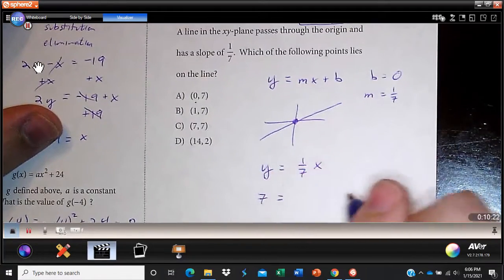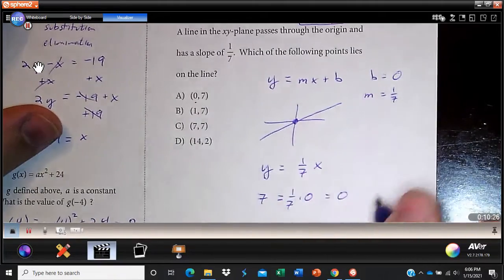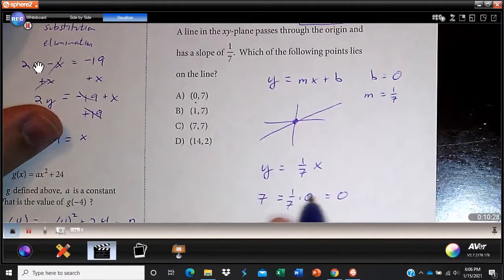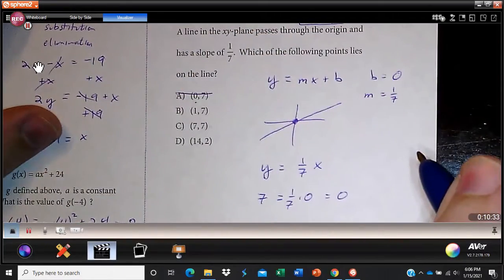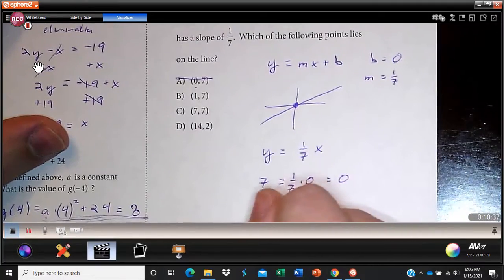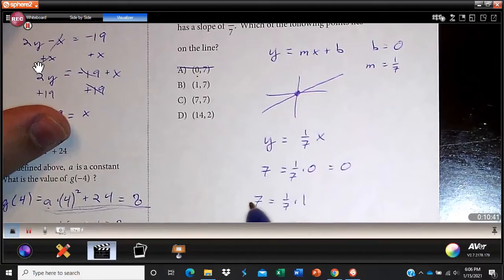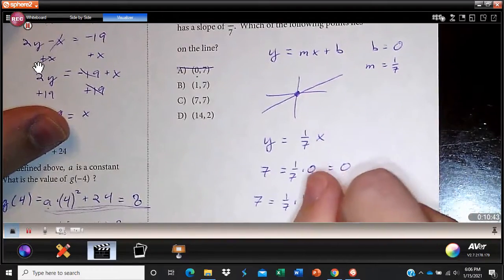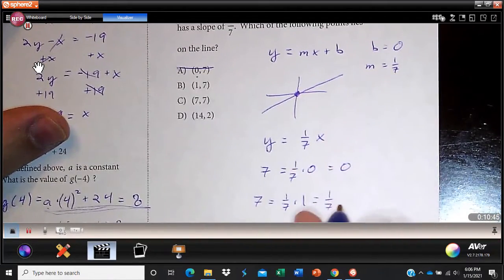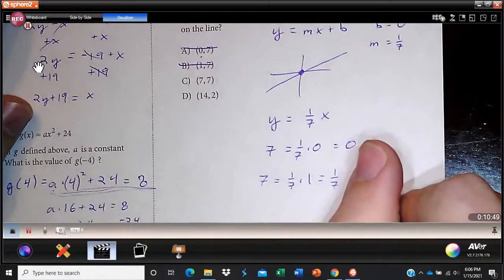So 7 for y is equal to 1/7 times 0, but that's equal to 0. So now this says that 7 is equal to 0. That's obviously not true, which means that this cannot lie on the line. B says that 7 is equal to 1/7 times 1, so the x is 1 and the y is 7 in this case. But this is just 1/7, so 7 is not equal to 1/7. So that's also not true, so that means it doesn't lie on the line either.